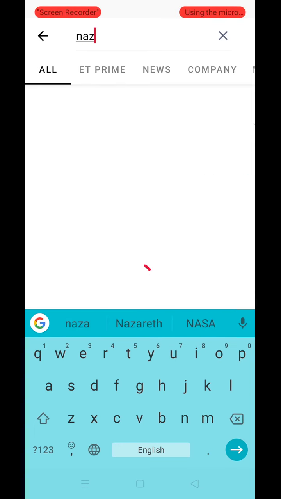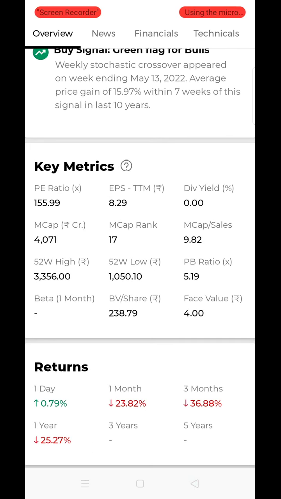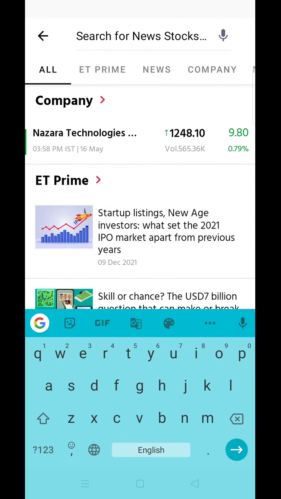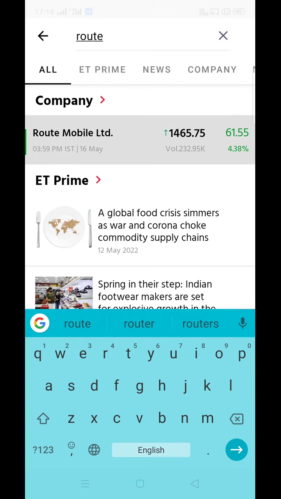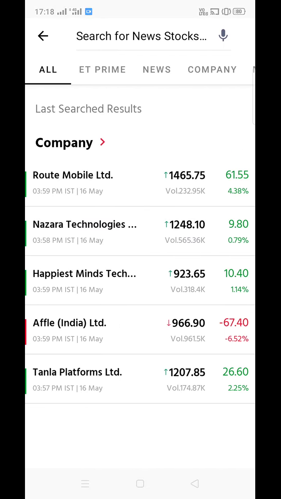Let's look at Nazara. So Nazara is in gaming, so I don't know any other company which is in that sector. But the PE is 155. Now think, it is so costly to enter into Nazara, even at this present valuation, even though it has fallen from 2800 odd, it is still very high valuation, not at all comfortable at this stage. And Route Mobile, 58, still reasonable but costly.